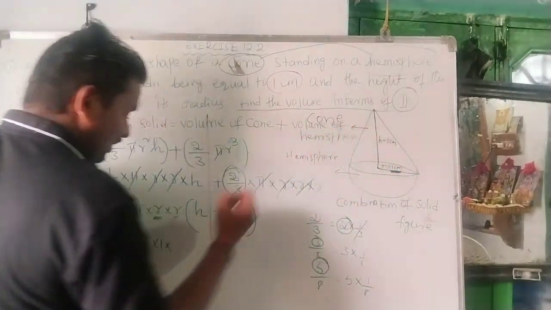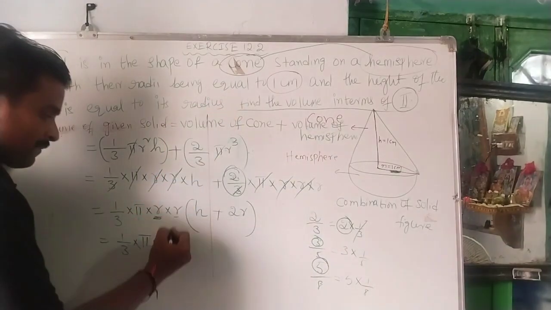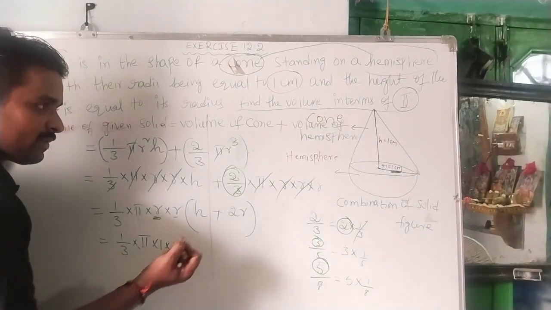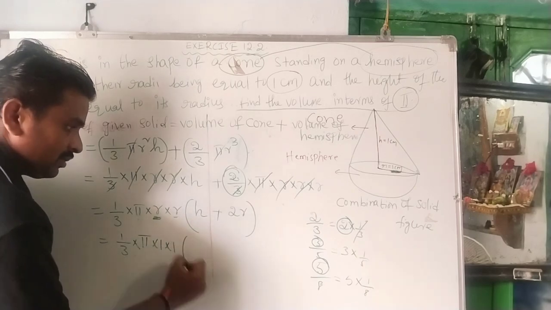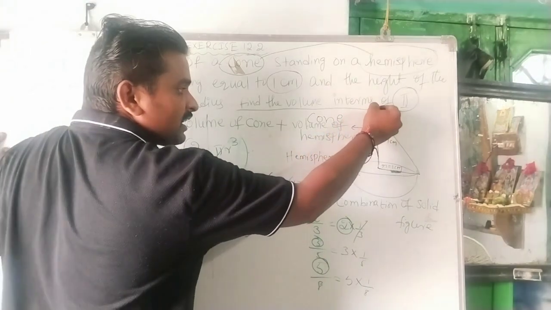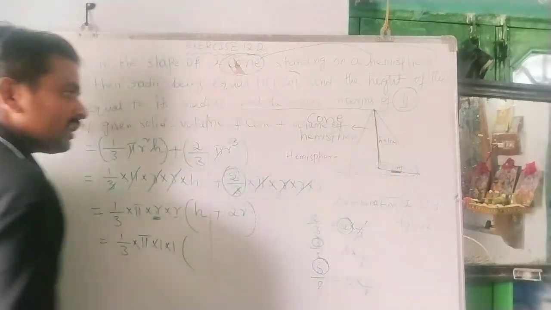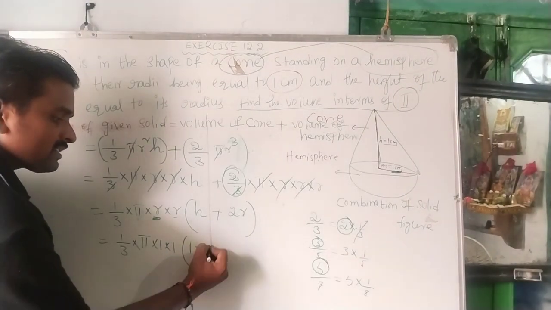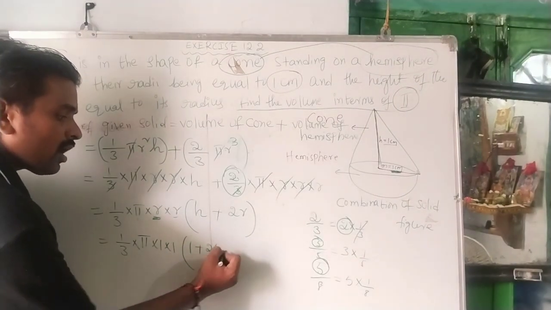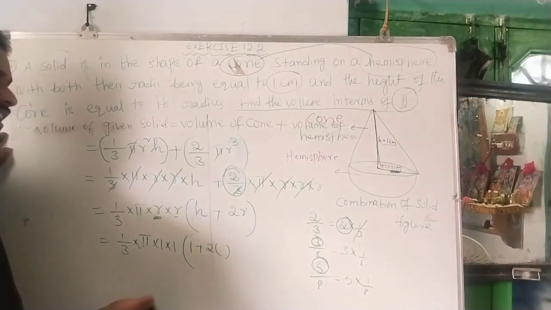The radius of the hemisphere or the radius of the cone, both are the same. Both figures have the same radii. Into h means the height of the cone. What is the height of the cone? The height of the cone is also equal to the radius of the hemisphere. That is 1, plus 2r, means 2 into r, where r means radius.